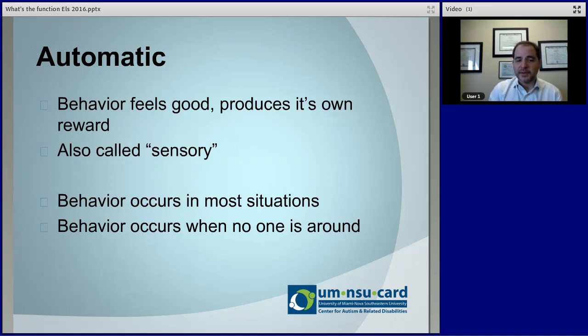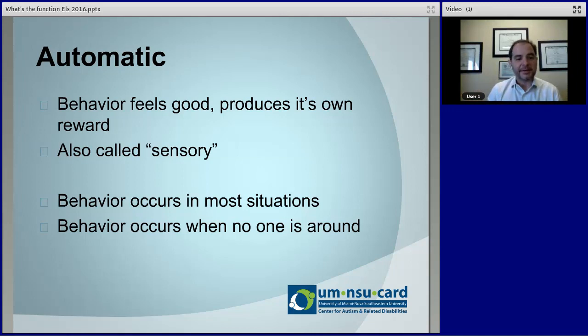When we see this function, we're likely to see behavior that is occurring in most situations. That's different from the other functions. When we have behavior maintained by attention, we're likely to see that behavior in very specific places and times, when the attention is withdrawn or when that individual is in place. When we have a tangible function, we're likely to see that situation where the items are present or when the items get removed, right? And so we have these sort of scenarios in which the functions sort of present themselves.